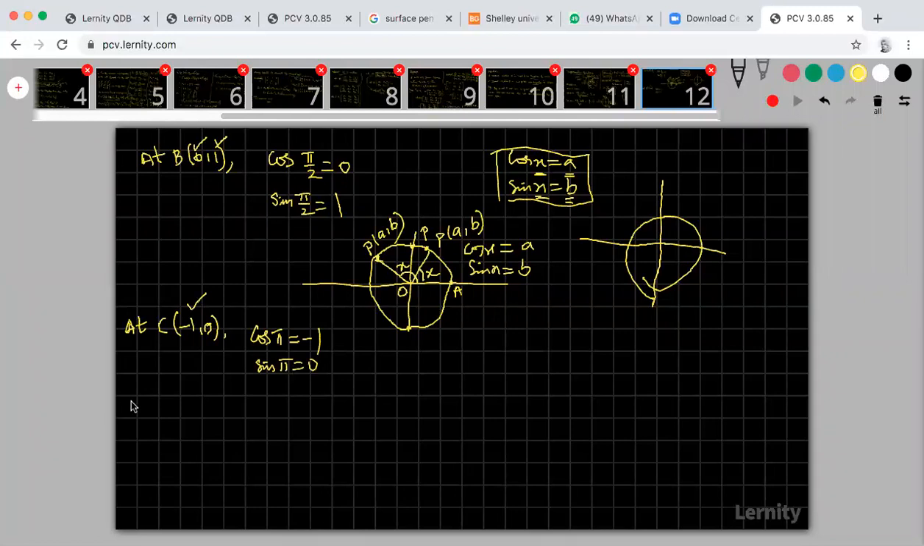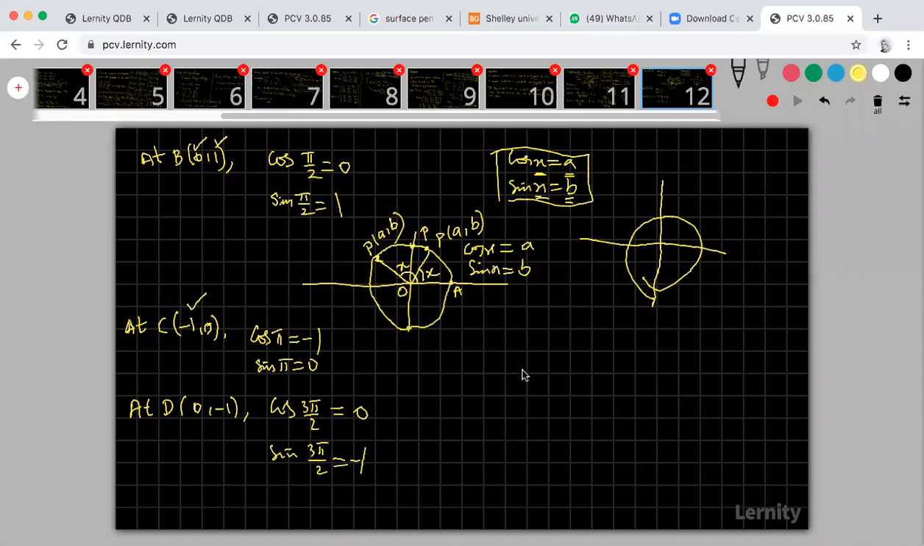Okay, similarly at the last point D is equal to 0 comma minus 1. What is my cos 3 pi by 2? This is 3 pi by 2. My cos 3 pi by 2 is 0 and sin 3 pi by 2 is minus 1. So therefore these are the important values of the sine and cos trigonometric functions.